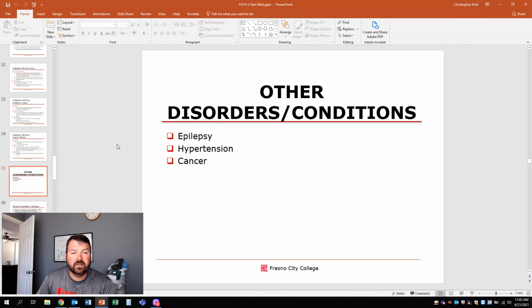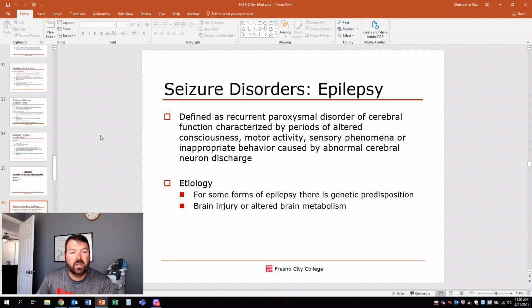All right, some other disorders. Epilepsy. Epilepsy is defined as a recurrent paroxysmal disorder of the cerebral function characterized by periods of altered consciousness, motor activity, sensory phenomena, or inappropriate behaviors caused by abnormal neural discharge. So epilepsy is multiple seizures, long story short. A person has seizures, usually pretty often, depending on the individual. There's something just not quite right with their brain.